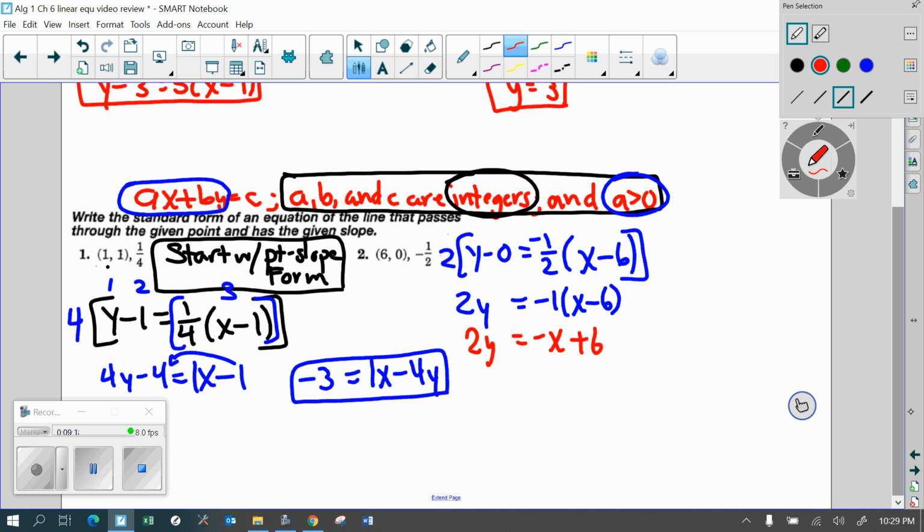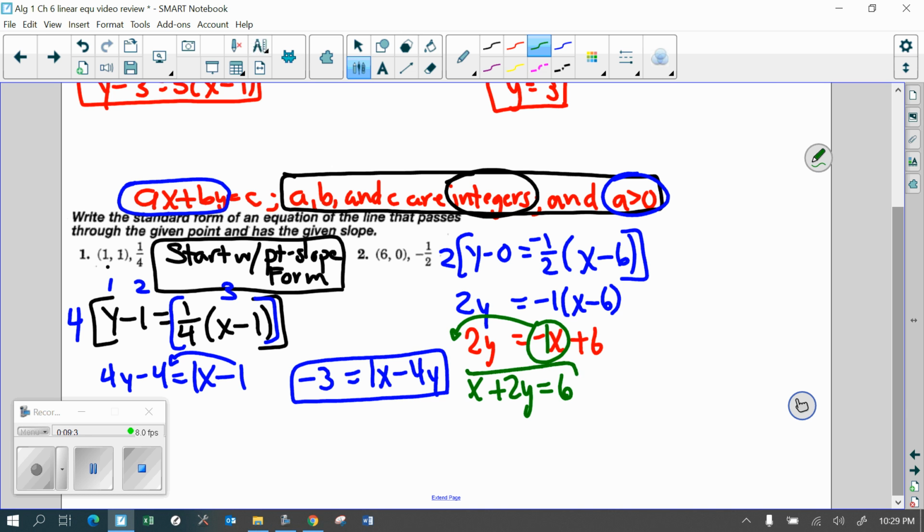Now don't forget, a, which is negative 1, has to be positive. It's not. So I have to move it to the other side. So I have x plus 2y equals 6. And there's my answer.